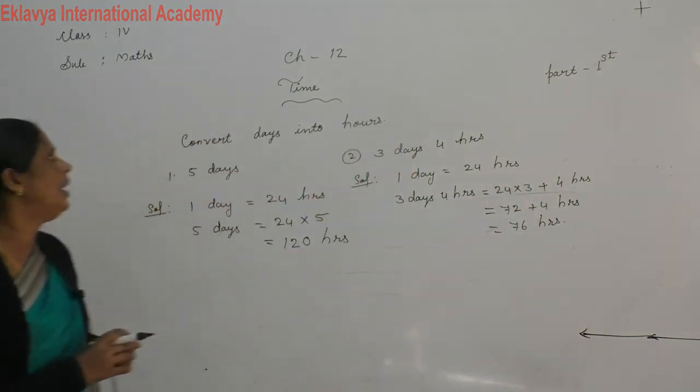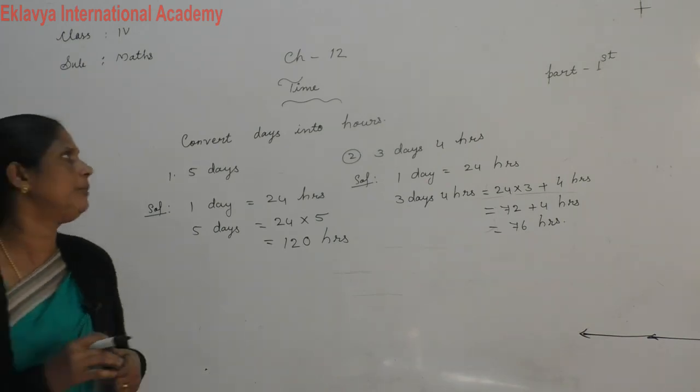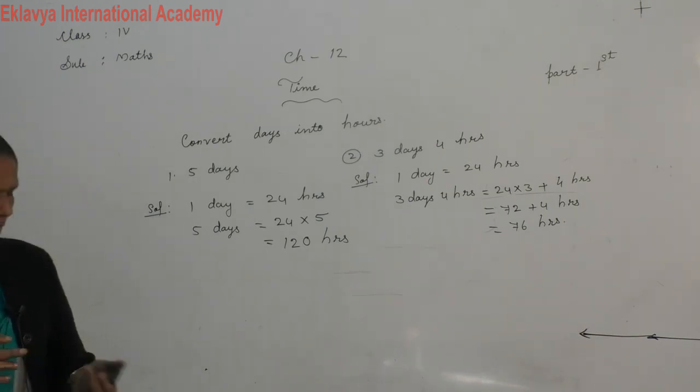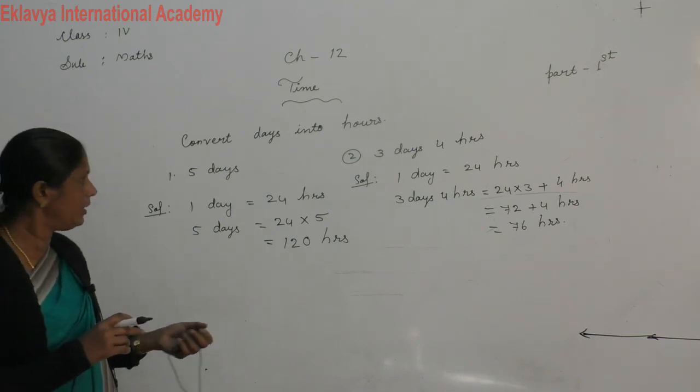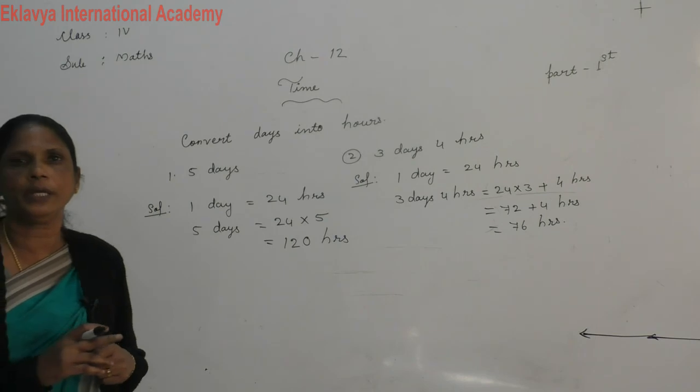Understand you? How to convert days into hours? We multiply by 24. Understand you? Then you learn the formulas today. Okay, thank you.